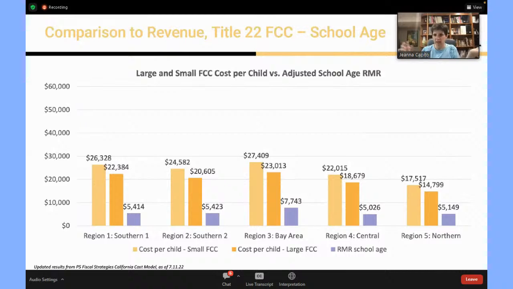We adjust the revenue that's available for school age to account for the percentage of time that the child is in care. And again, same approach here: the first of the two yellow gold columns is the small home, and the next one over is the large home. So there's a little bit less cost per child for the large home for a school age child. And then purple is the available revenue for a school age child. So again, same scenario, there's quite a gap between the cost and the available revenue.